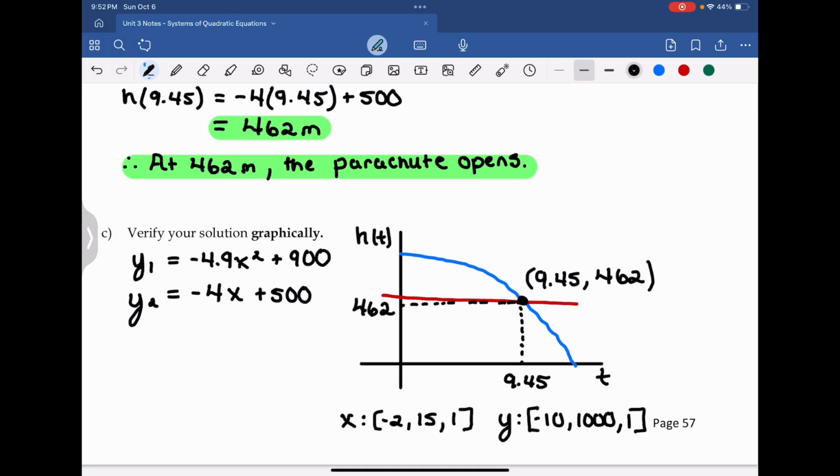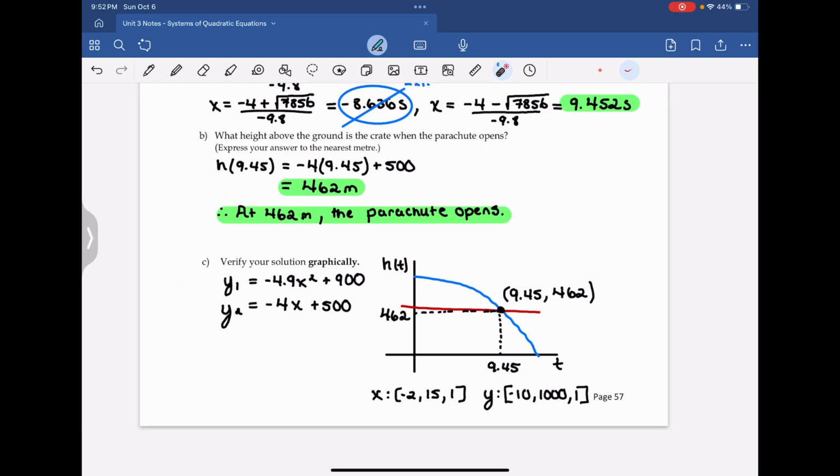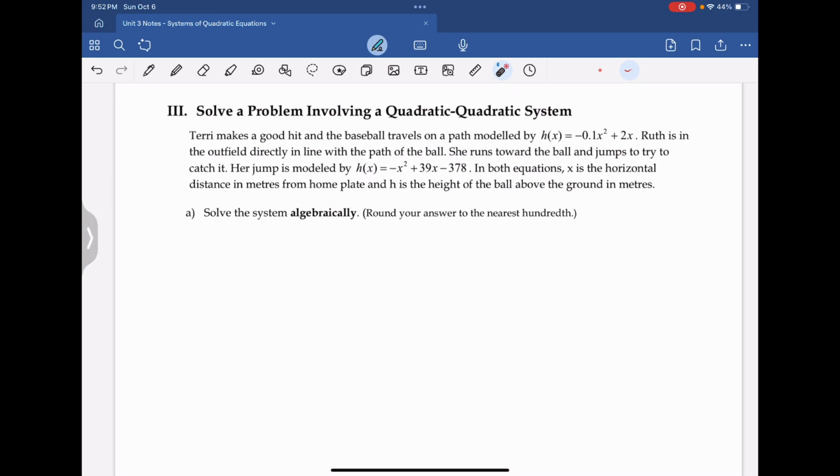That goes back to 8.1, which is the graphing section. Remember, we need to have them in terms of y equals for both of them, or else this doesn't work. And just like f of x, h of t is also equal to y. Okay, let's go to our next page here.